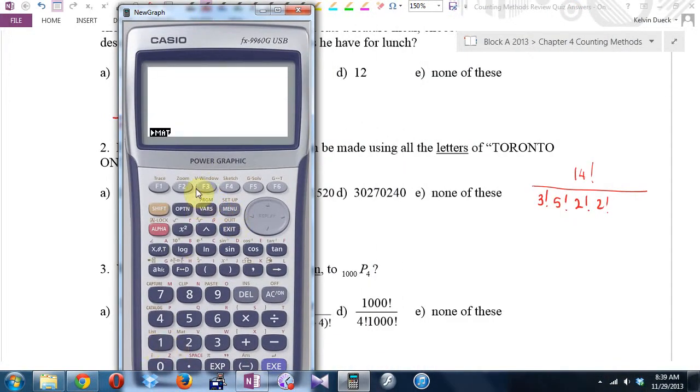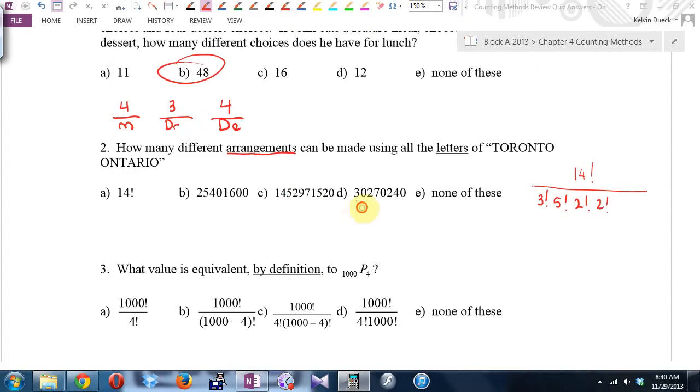Menu, run, option, F6, F3, 14 factorial divided by, and I have to tell my calculator I want this all on the bottom, 3 factorial times 5 factorial times 2 times 2. Mr. Dueck, why didn't you put the factorials after the 2? Because I've done this so often that I know 2 factorial is just plain old 2, and I'm lazy. In fact, I know 3 factorial is 6, and 5 factorial is 120. Anyways, is the answer 302, that there? Is the answer D? D.